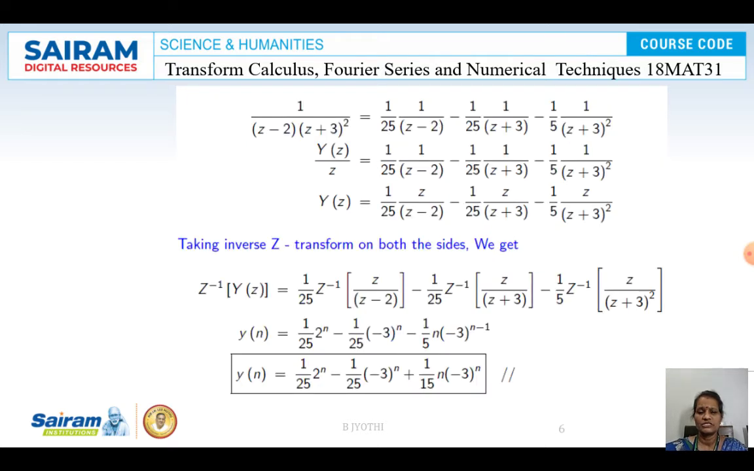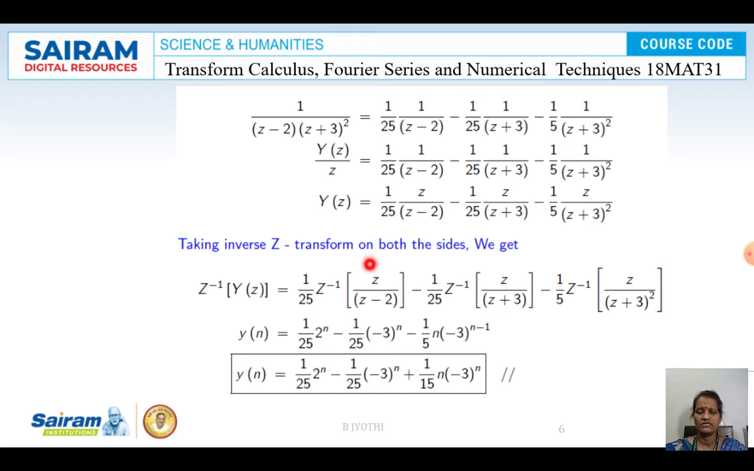So, substitute the values of a, b and c. We get y(z)/z = (1/25)(1/(z-2)) - (1/25)(1/(z+3)) - (1/5)(1/(z+3)^2). Now, we need to multiply the z on either side. Then we get y(z) as this one.